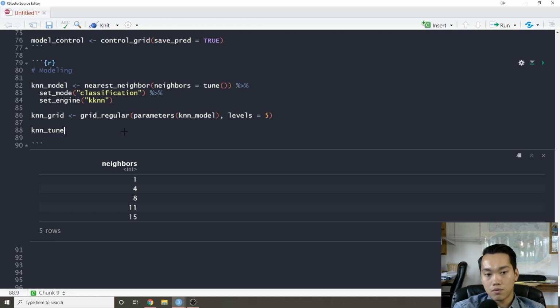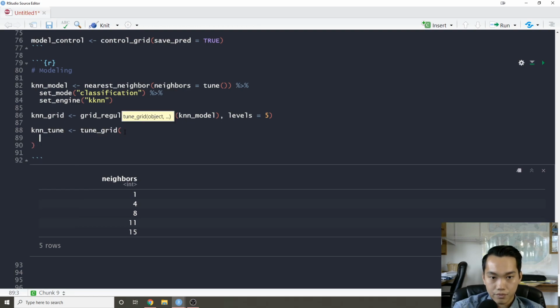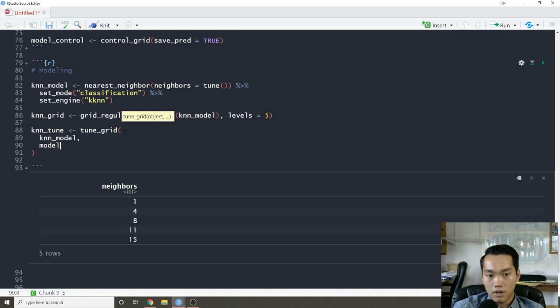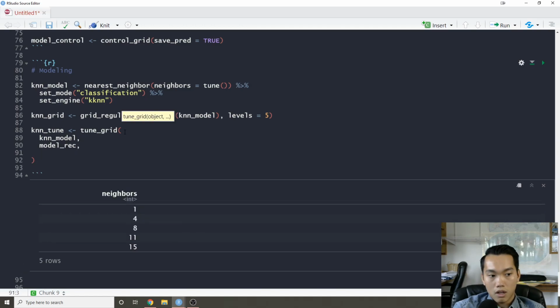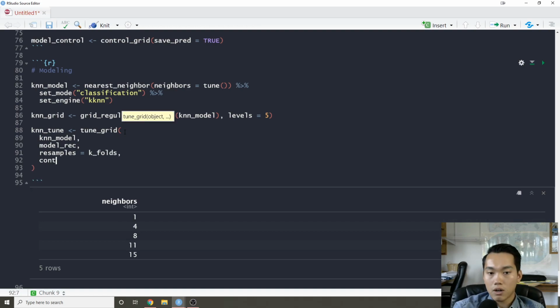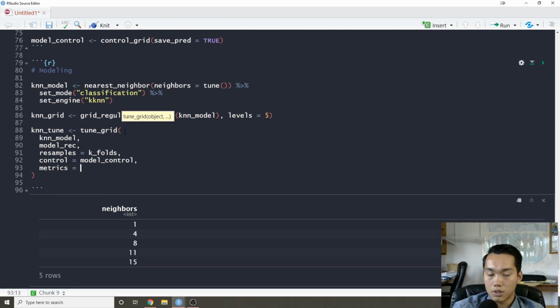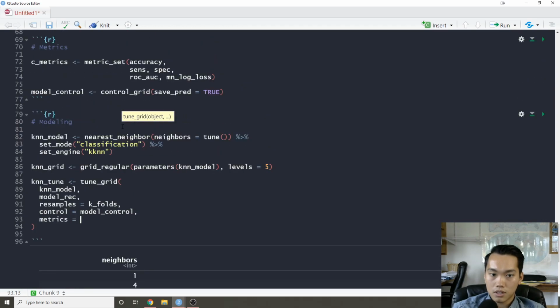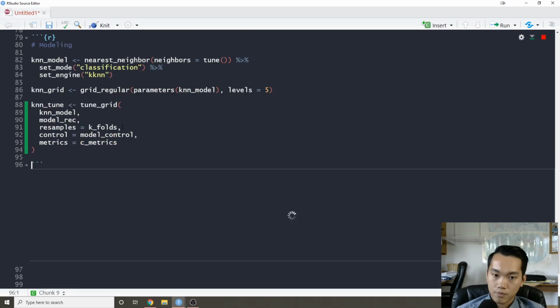And then I'm going to do a tune. So I'm going to do a tune grid, give it a model, give it a model recipe, give it some resamples so we can have some robust estimation of our actual metrics. In this case, it'll be our k-folds. Give it our control, which will be equal to our model control. And then we'll also give it our metrics, which will be, what did I call it again? C metrics. Cool. And we're going to tune that model.